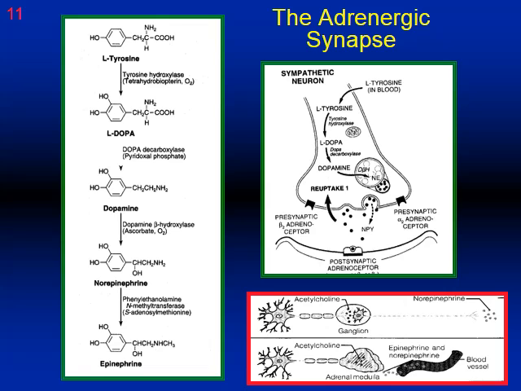But dopamine can't just get through the vesicle. It comes in through a transport protein called VMAT. VMAT stands for vesicle monoamine transporter. Dopamine comes into the vesicle and it's protected from MAO. And in the vesicle, it gets hydroxylated by an enzyme called dopamine beta hydroxylase.